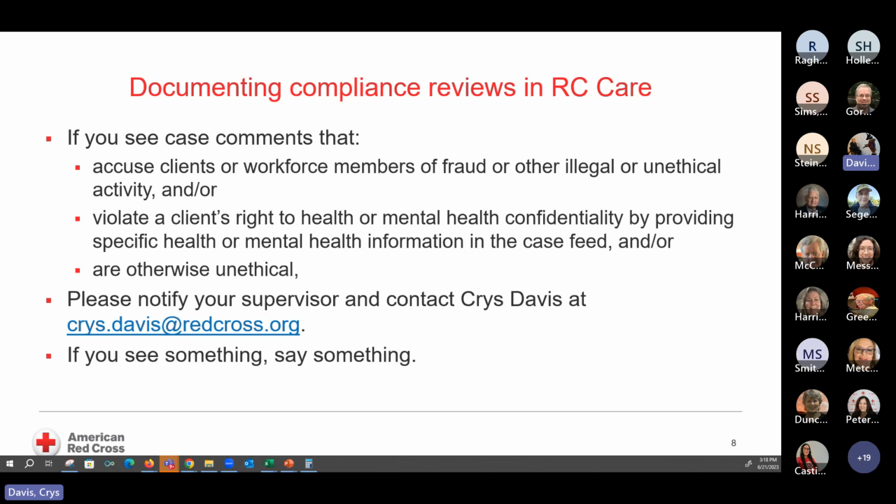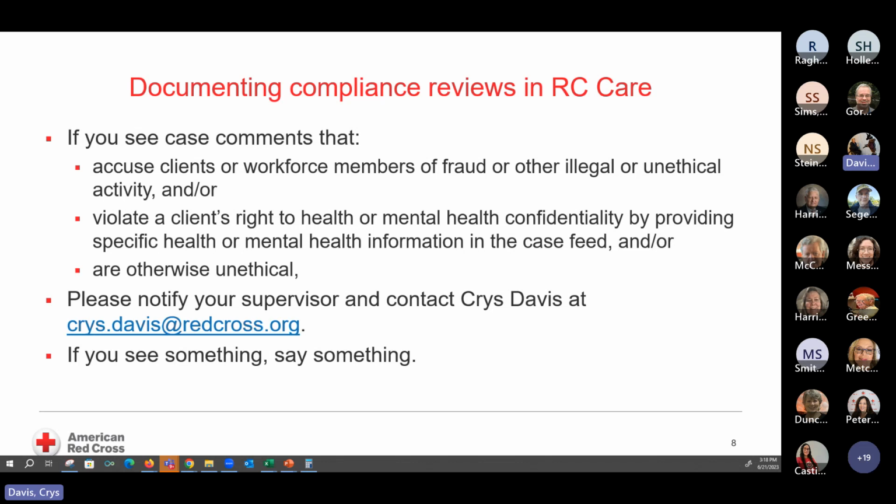And at its core, I mean, we talk about all the time fraud mitigation, fraud detection, fraud prevention, all of that. But at its core, what compliance is, is making sure things happened according to program guidelines. So if you see something in RC Respond that does not adhere to those program guidelines, follow the exact same steps. Notify your supervisor and contact me. And just say, hey, something's funky here.